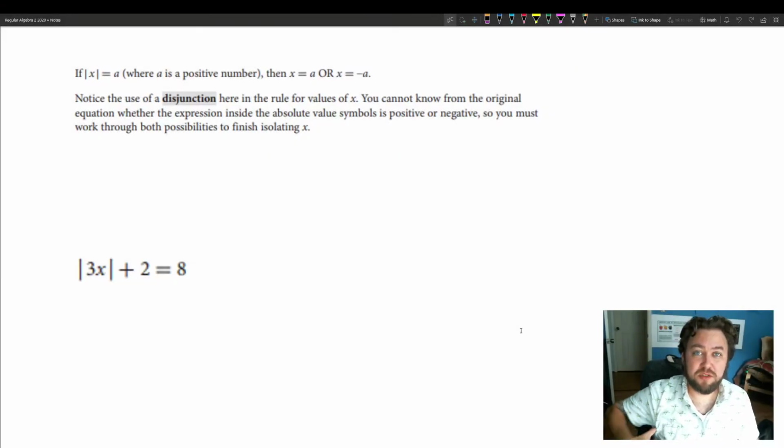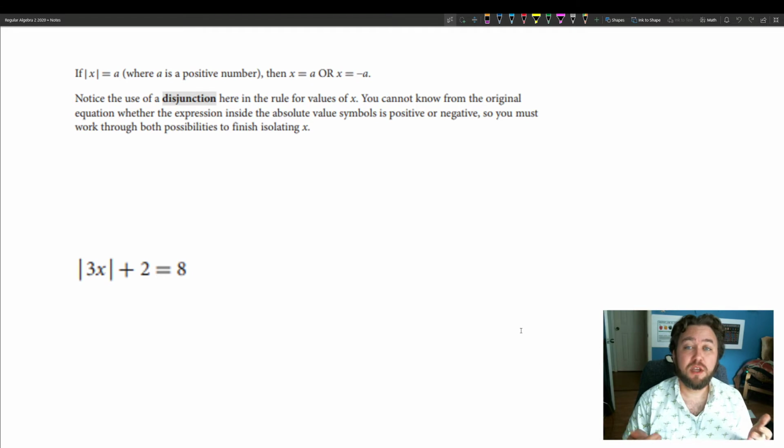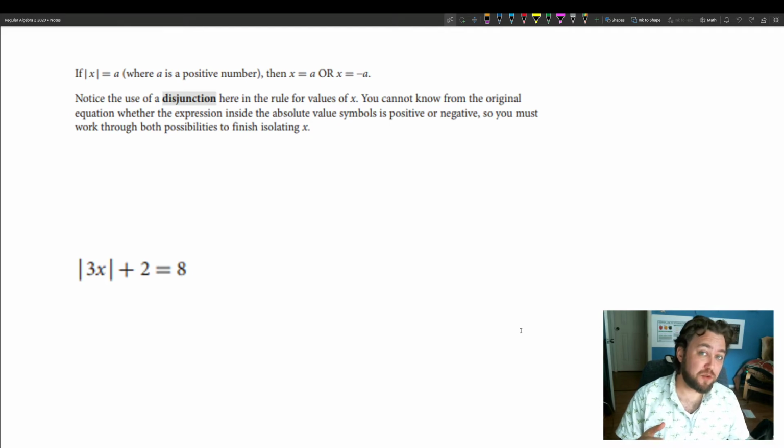When it comes to absolute value equations, they end up in something called a disjunction. That means there's kind of two possibilities in general. So if I have the absolute value of x equals a, I don't really know if x was a positive number or a negative number, because the absolute value basically strips it of that negative. It's just how far it is from 0 on a number line.